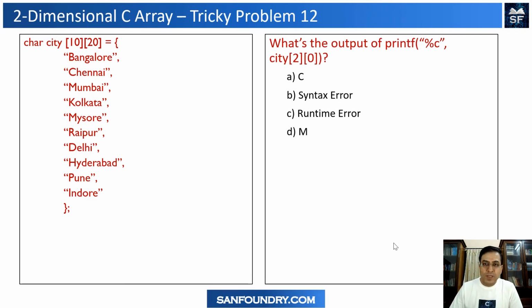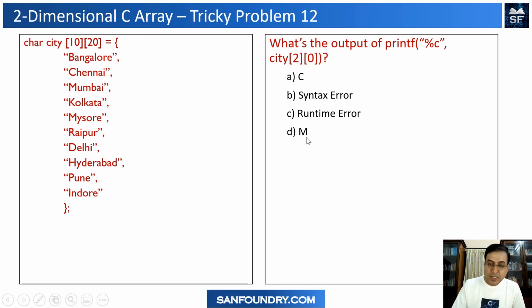More interesting one. What's the output of the printf %c, city[2][0]? So here we are talking about [2][0]. So we're talking about the second, technically it is the third city. Index is 0, 1, 2. So I've given you a hint. Your choice: you want to print C, or syntax error, or runtime error, or M.